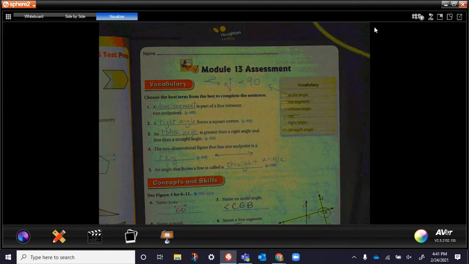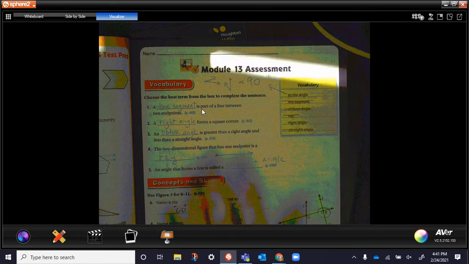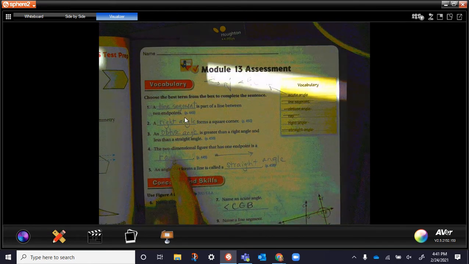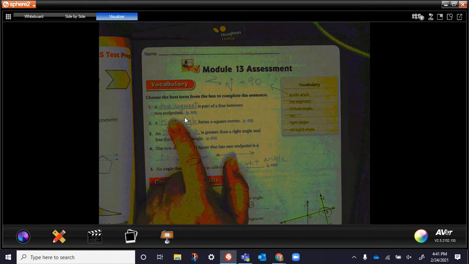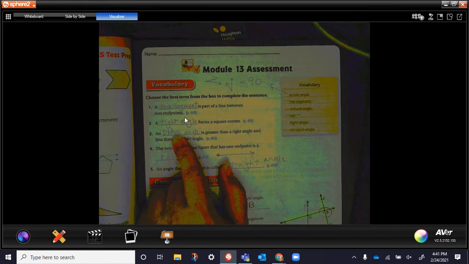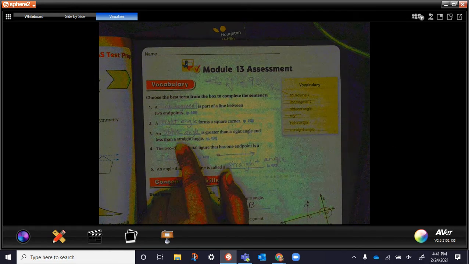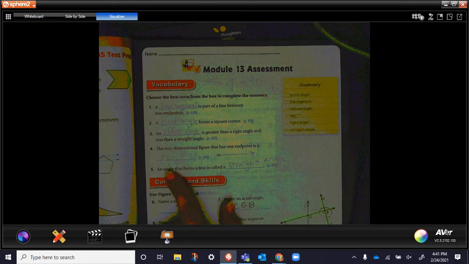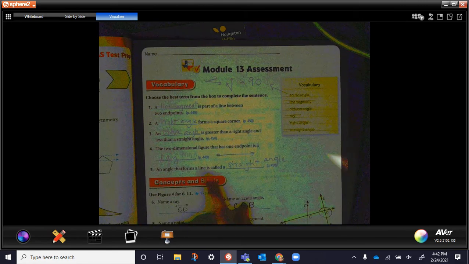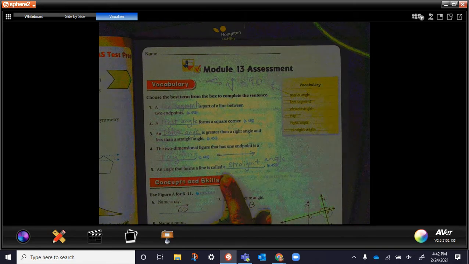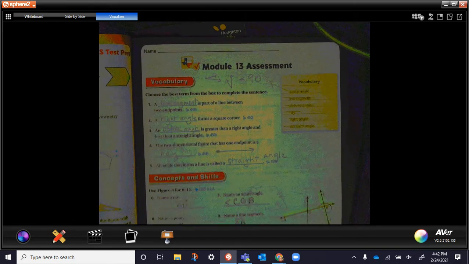So we went over this here. We said a line segment is a part of a line between two endpoints. A right angle forms a square corner. An obtuse angle is greater than a right angle but less than a straight angle. A ray is a figure that has one endpoint, and a straight angle is an angle that forms a line.